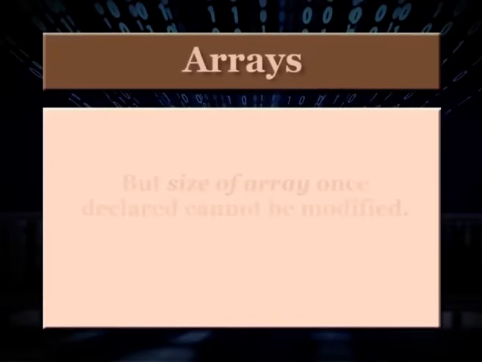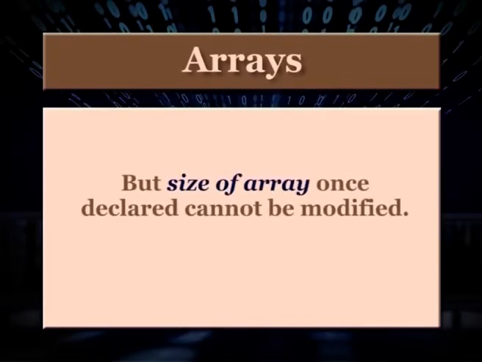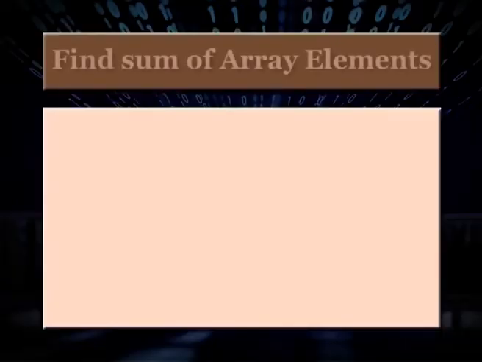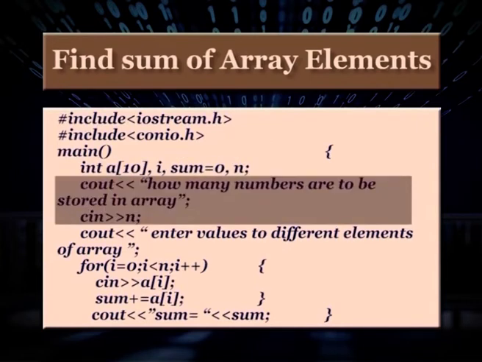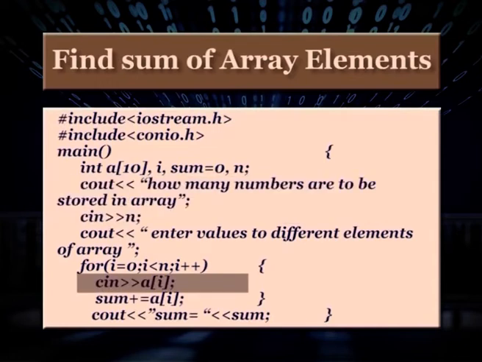Array elements can be accessed in any order and can be used in the same way as simple variables. But the size of an array once declared cannot be modified. Now let's write a program to find the sum of array elements. Here, after declarations and initializations, the user is prompted to specify the number of elements to be stored in the array, say n. Then n different numbers are inputted in the array with the help of a for loop.